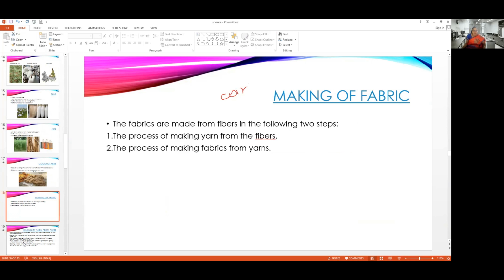Now, how do we make a fabric? Fabrics are made from fibers in two steps. One is the process of making yarn: first, the fiber is there, and we have to make yarn. Then the yarn is converted into a fabric. So the process of making yarn from the fibers, then the process of making fabric from the yarn. These are the two steps for making a fabric.